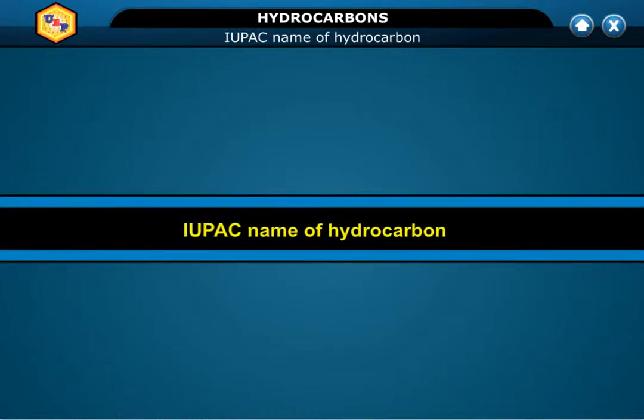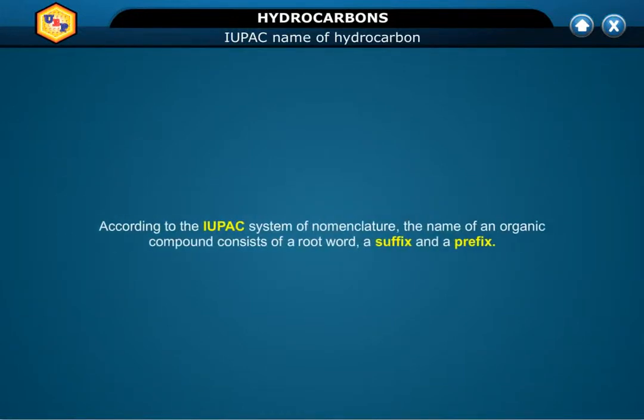IUPAC name of hydrocarbon. According to the IUPAC system of nomenclature, the name of an organic compound consists of a root word, a suffix, and a prefix.